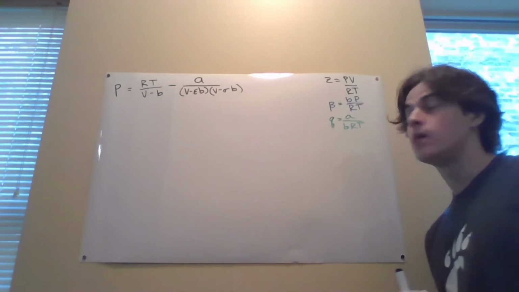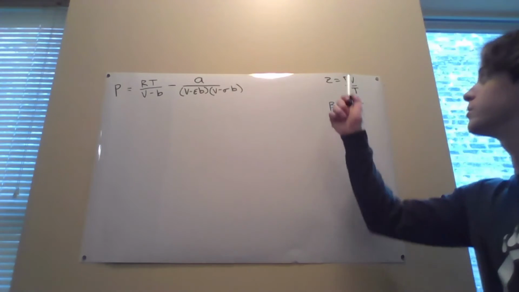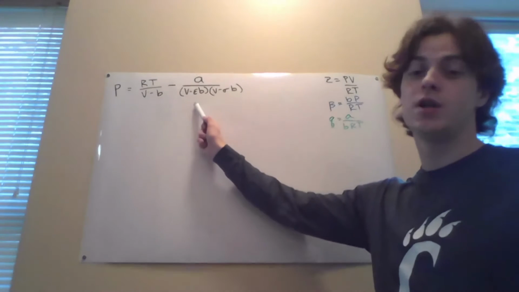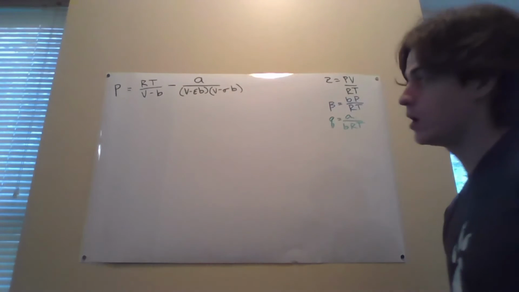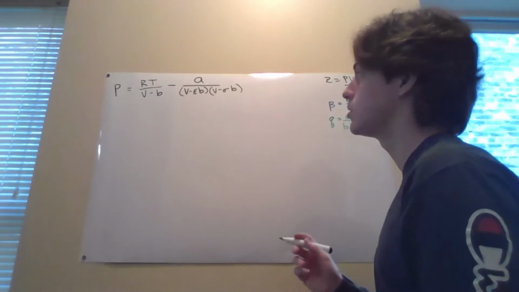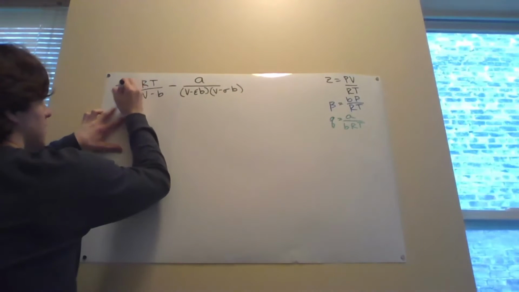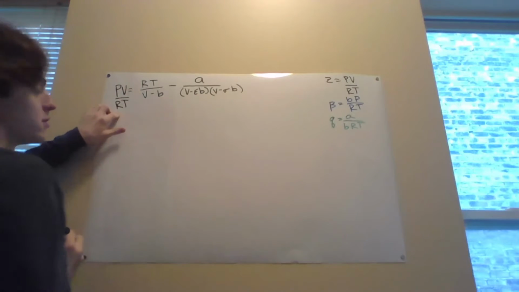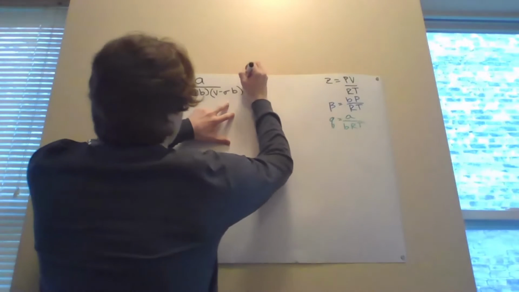Alright, so now I'm going to show you how to derive a cubic polynomial in terms of Z, the compressibility factor, starting with a generic equation of state. Our first step is we want Z on the left side of the equation, so I'm going to multiply both sides by V over RT, because that'll give us on the left side pressure times volume over R times temperature, which is Z. And then we're just going to multiply this by the same thing.